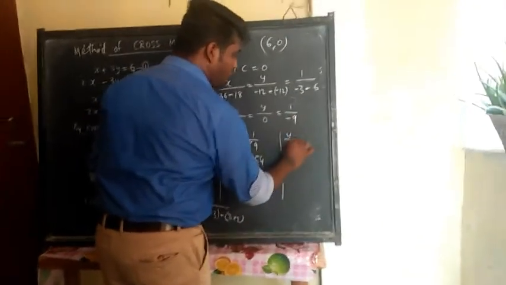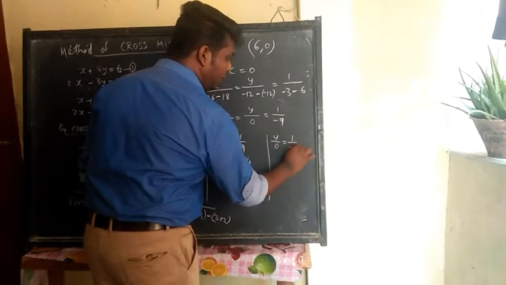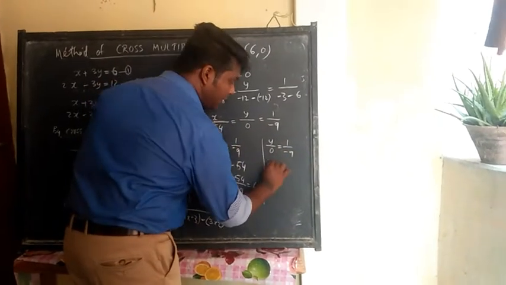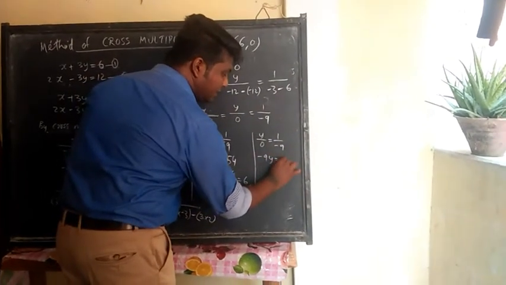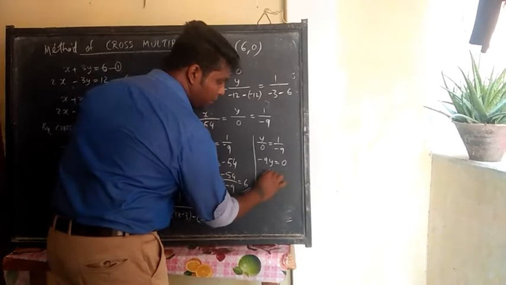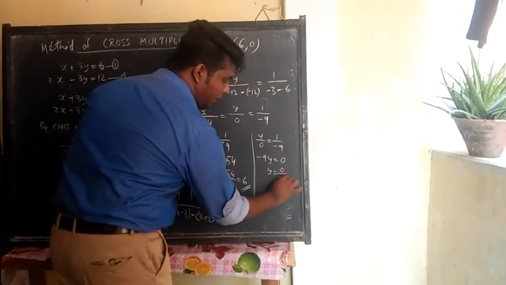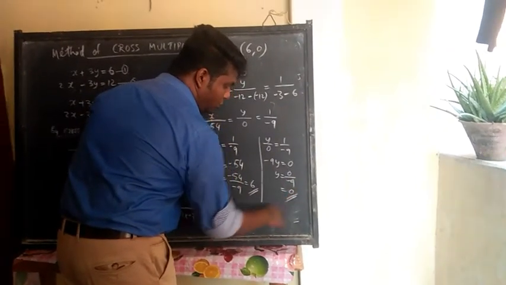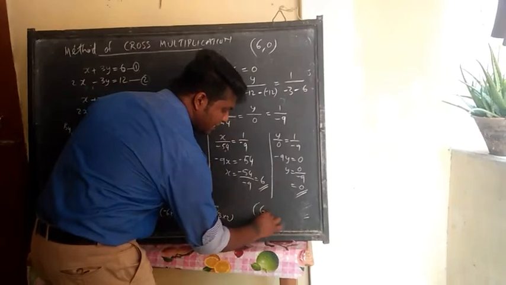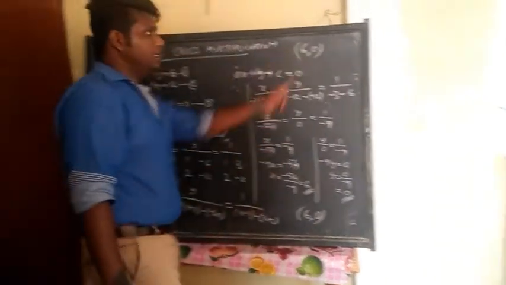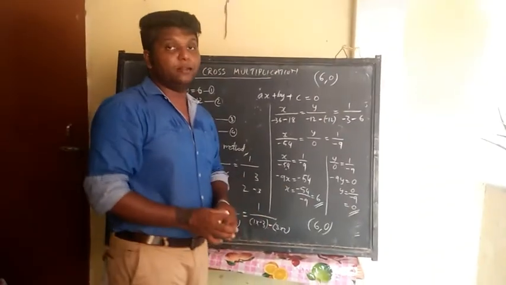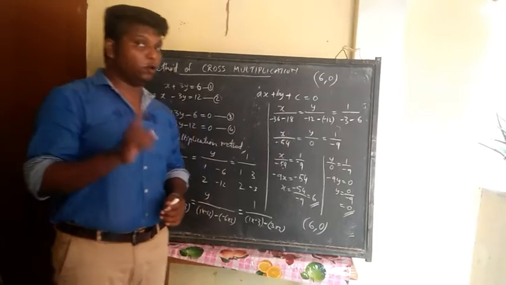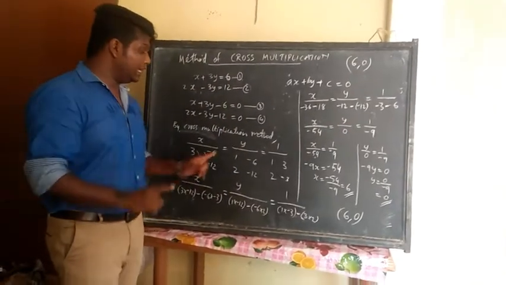Similarly, take the second and the third. Y by 0 is equal to 1 by -9. Cross multiplying, -9y is equal to 0. 0 into 1 to 0 ही होगा. So y is equal to 0 by -9, and that is 0. Therefore, what is the solution set? 6, 0. Again the same answer, 6, 0. So this method is what we call the method of cross multiplication.